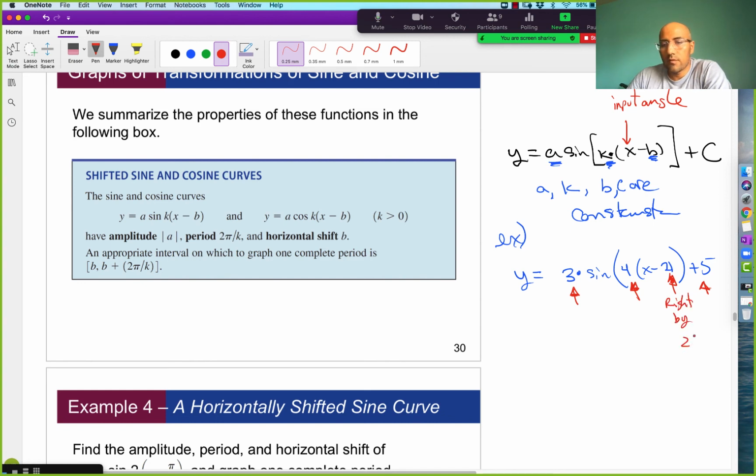Okay. This 4 in here, this multiplication of 4 is going to cause you to oscillate faster, right? So this is going to be a horizontal compression, compressed by a multiple of 4. Of 4, right? It'll go through its period faster.